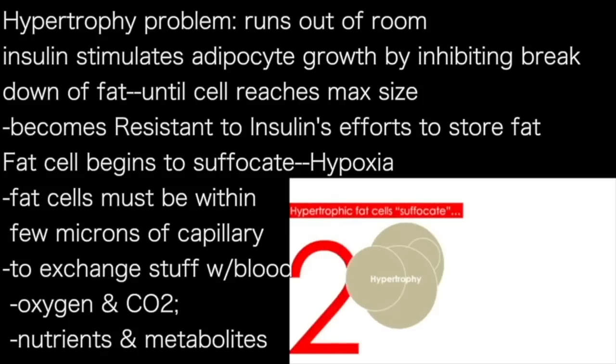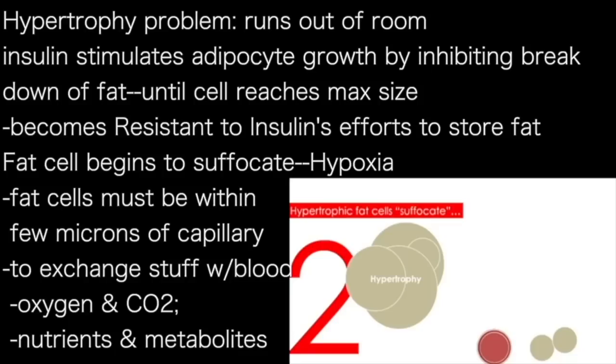Now, the second problem with hypertrophic adipocytes is that they start to suffocate. Or to use a more cellular term, they begin to experience hypoxia. It's a little known fact of cell biology that a cell must be within just a few microns of a capillary. And a capillary is the smallest functional unit of a blood vessel, of a cardiovascular system. It is at the capillaries where we exchange stuff with cells and tissues. That's where we're giving out oxygen, taking in CO2 into the blood, giving nutrients, taking in metabolites. It only happens at the capillary, not the arteries before it, not the veins after it, or any of the smaller structures in between, only the capillaries.